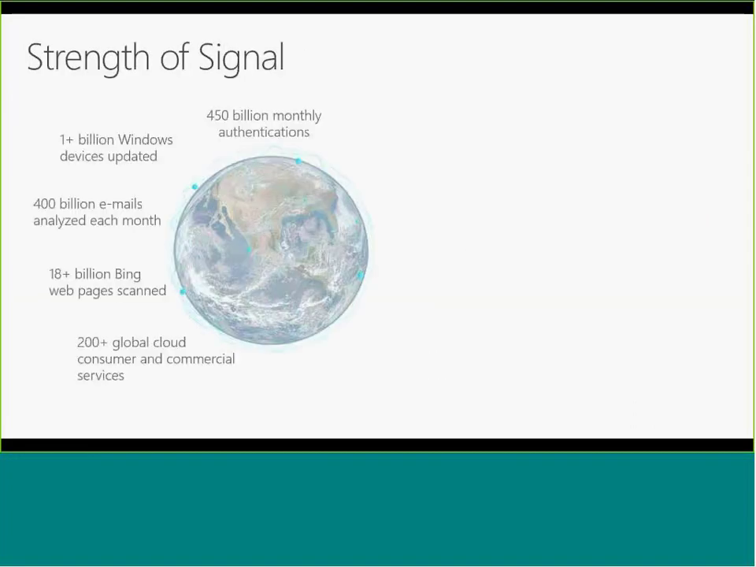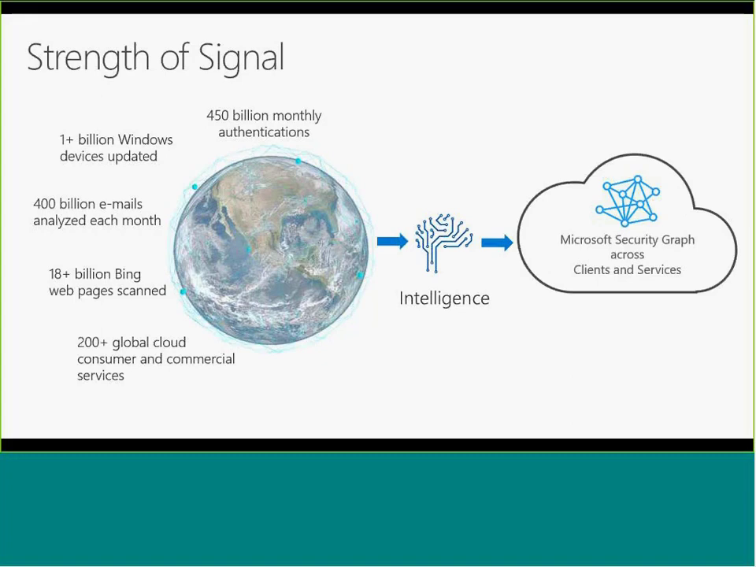So the big power here, and I think this is one of the benefits that Microsoft brings to the table that a lot of AV vendors probably aren't going to be able to match, is that Microsoft is able to get this strength of signals. So again, you've got 450 odd billion authentications to Office 365 and Azure. You've got lots and lots of Windows updates happening. You've got, again, 4 billion emails being analyzed by Office 365 each month.